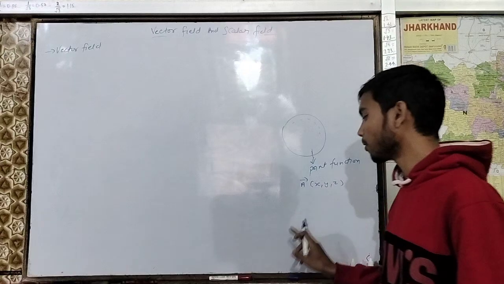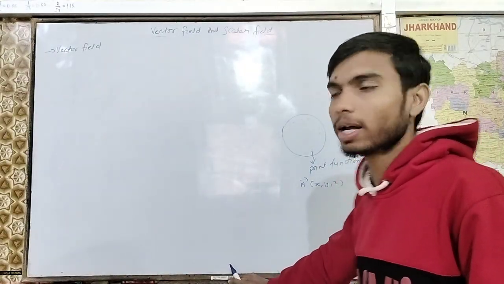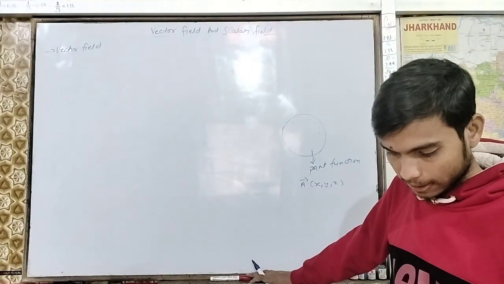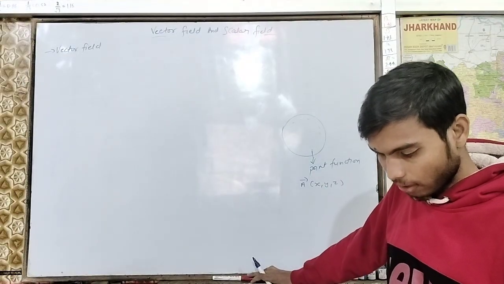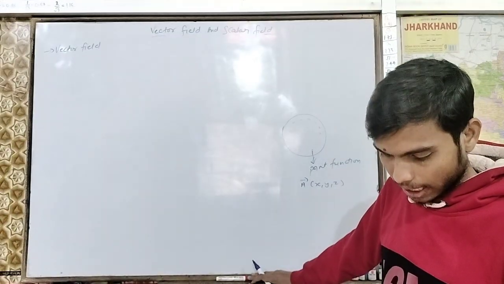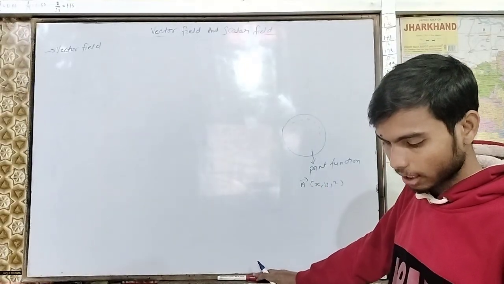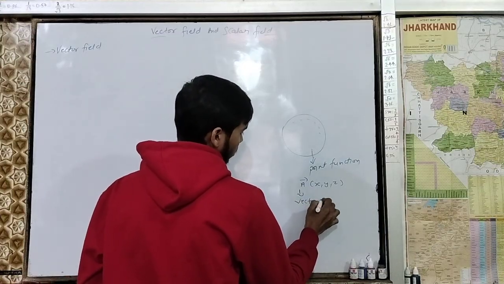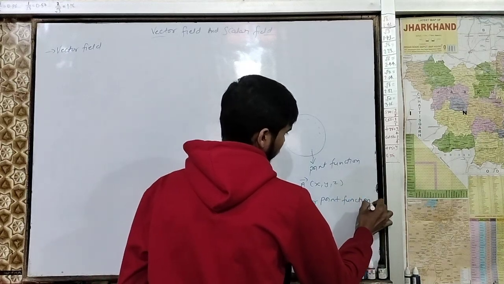So x, y, z. Here we will put the value of x. It is continuous, it is changing. This is a variable. So then the region is a vector field, and this function of a vector is known as a vector point function. Remember, this will be our vector point function.